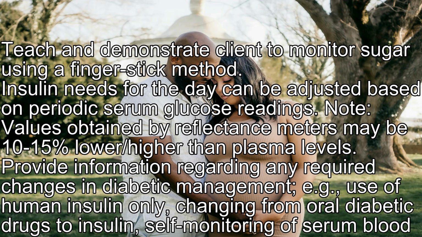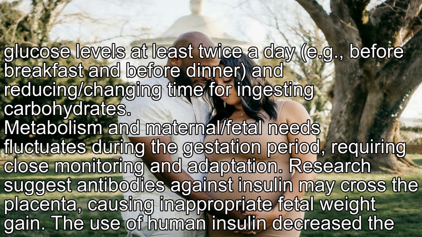Teach and demonstrate to the client how to monitor sugar using the finger stick method. Insulin needs for the day can be adjusted based on periodic serum glucose readings. Note: values obtained by reflectance meters may be 10-15% lower or higher than plasma levels. Provide information regarding any required changes in diabetic management, e.g. use of human insulin only, changing from oral diabetic drugs to insulin, self-monitoring of serum blood glucose levels at least twice a day, e.g. before breakfast and before dinner, and reducing or changing the time for ingesting carbohydrates.